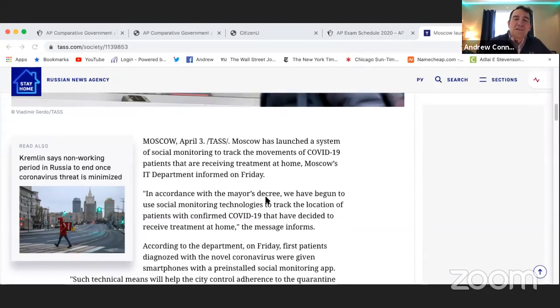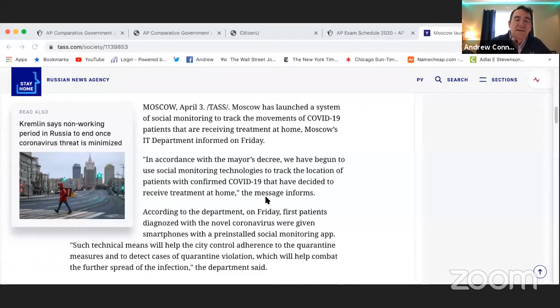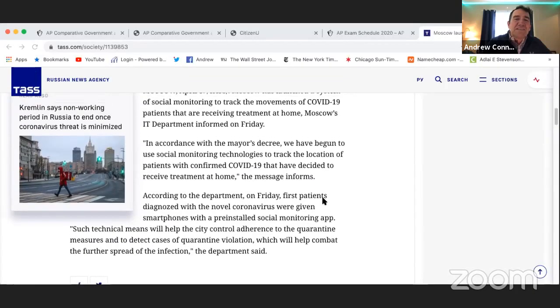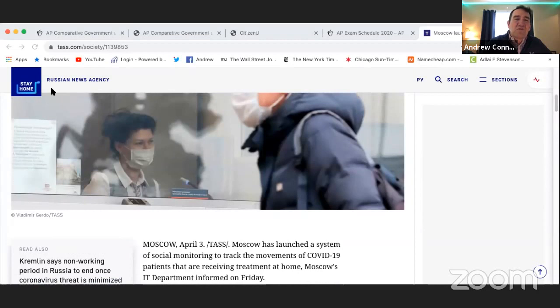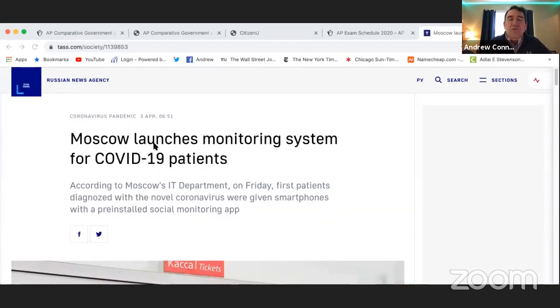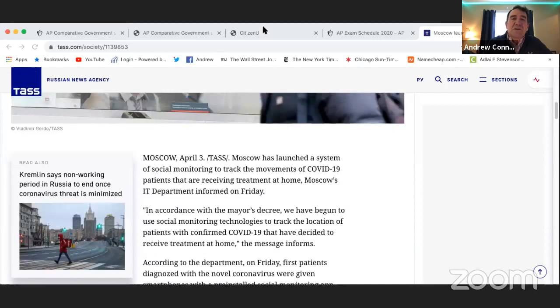And so you have a story here about the use of a very interesting app, giving coronavirus patients, when they leave the hospital or after they're diagnosed, a pre-installed social monitoring app on cell phone devices. Just remember, whenever you're looking at any news source, it's important to have news literacy. If you're not familiar with TASS, this is a state-controlled, government-owned news source. So anything on this news source essentially has been, you can think of it, pre-approved by Russia's government to put on here. So a very interesting case when we're talking about federal versus unitary and local responses.